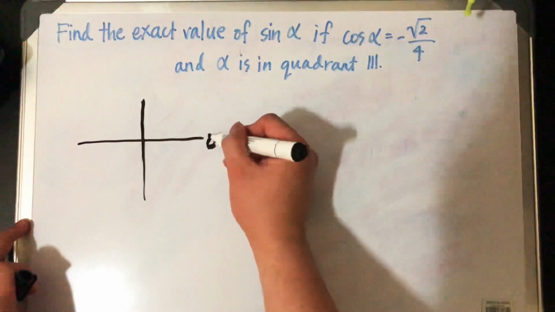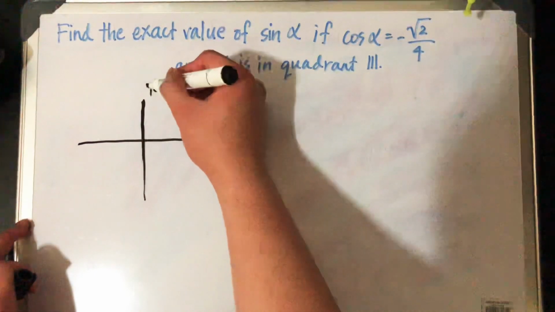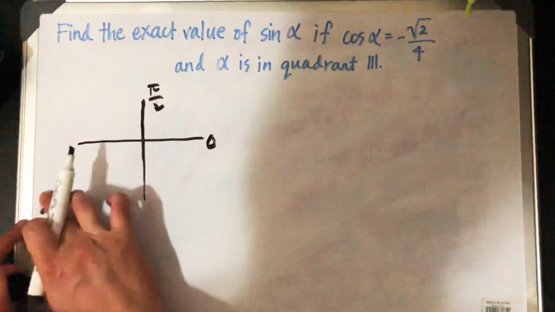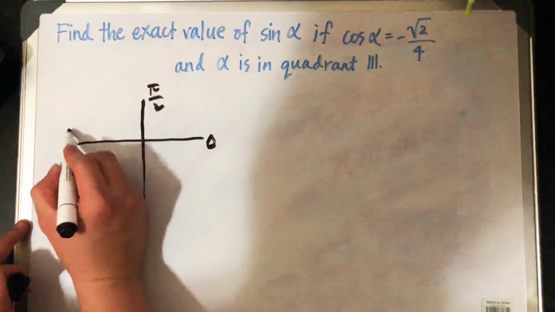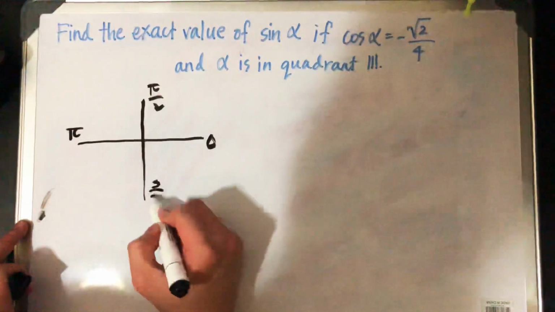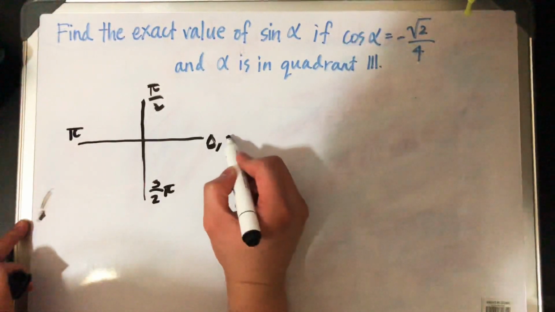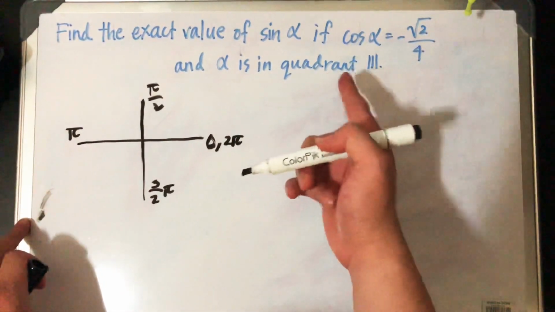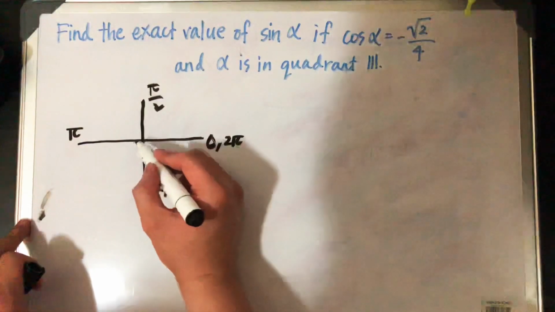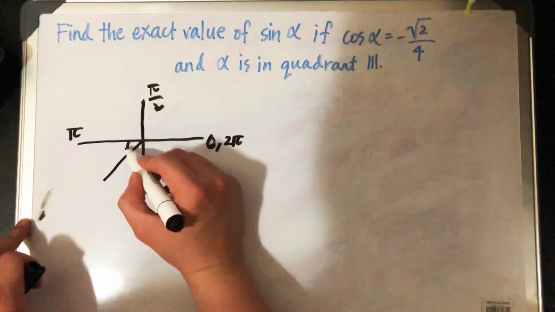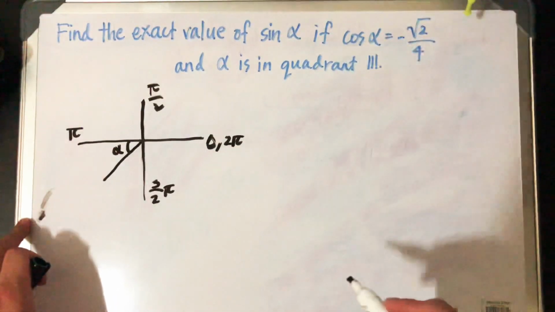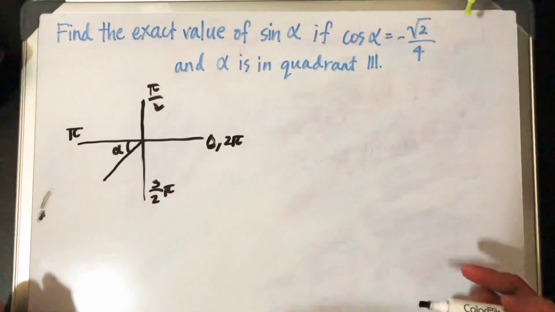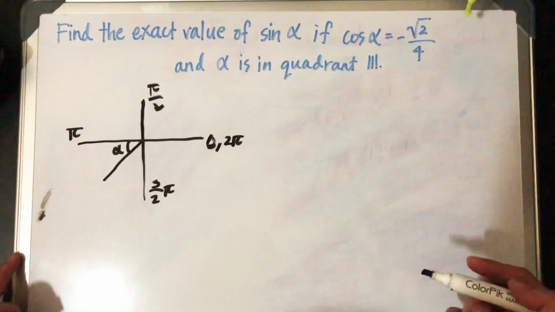again, this is 0, this is pi over 2, this is pi, and this is 3 over 2 pi, and this is 2 pi. Now, it says here that the angle alpha is in the third quadrant, so it's here. Now, let's go to this one. Cosine alpha is equal to negative square root of 2 over 4.